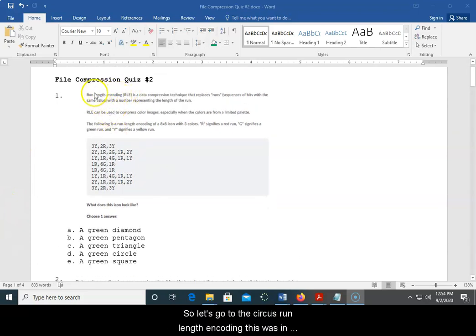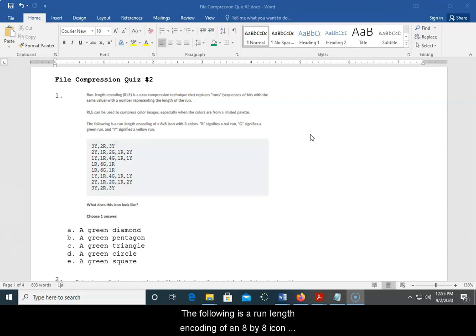So this run length encoding, this was in one of the readings I had you do. I think it was in both the file compression lesson number 1 and number 2, but let's go through it. It says run length encoding, RLE, is a data compression technique that replaces runs, sequences of bits with the same value, with a number representing the length of the run. RLE can be used to compress color images, especially when the colors are from a limited palette.